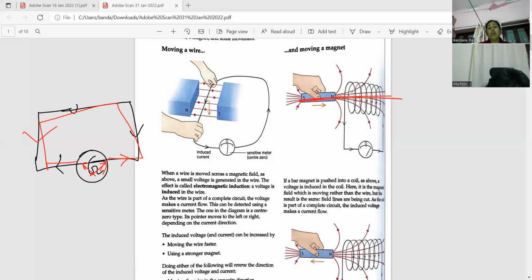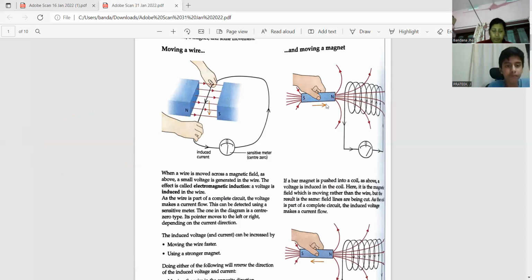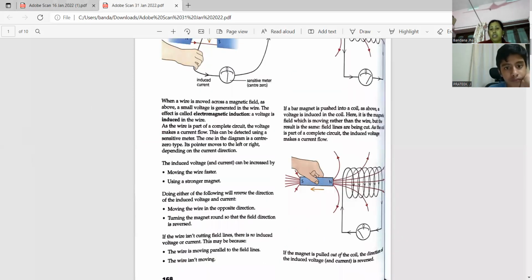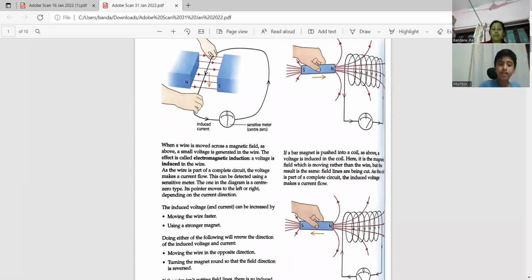Similarly, between my two magnets, if I put a wire, then in that wire also the current will start flowing. Clear? Now the direction is important. If I insert the magnet at the north, the current will flow from this side to this side. If I take it out, the current will flow in the opposite direction. Observe the two diagrams. When you put it in, it goes towards the north. When you pull it back, it comes towards the south. Correct.